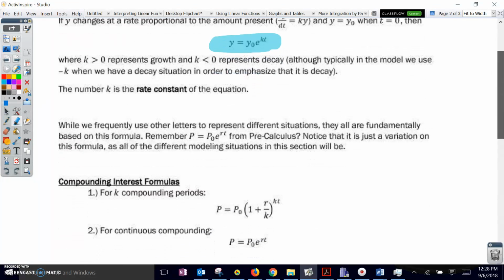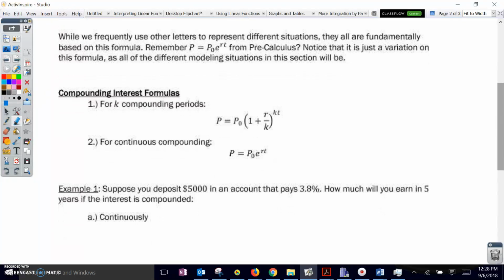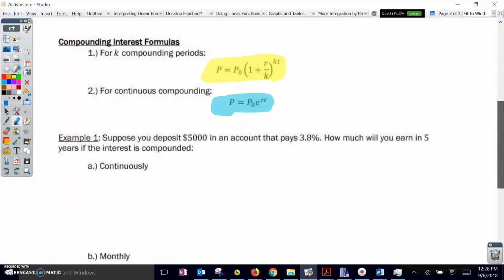One of the ways that we applied this in pre-calculus was you've seen this formula for continuous compounding of interest. You've also seen this related formula for various numbers of compounding periods. And so we're going to look at example 1 here, where we're going to find some values based off of these two models. They're both based off of example 1's stem here. Suppose you deposit $5,000 in an account that pays 3.8%. How much will you earn in 5 years if the interest is compounded?